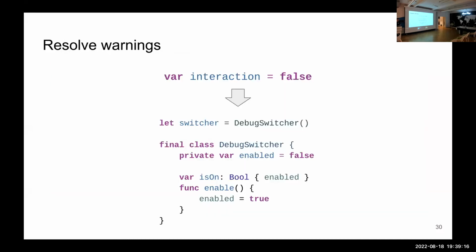And of course, with this variable the Swift compiler won't be happy, because a variable that never changes doesn't sound so good for Swift. That's why instead of a simple Boolean, I use a kind of wrapper, this debug switcher. It wraps this Boolean and has two methods, one to check that our switcher is on, and another one to actually enable the switcher. So in the breakpoint, we could just say switcher enable, and that's it to pass the condition.